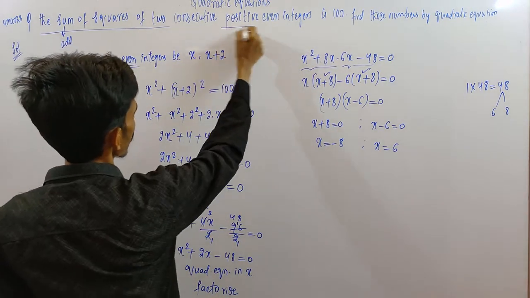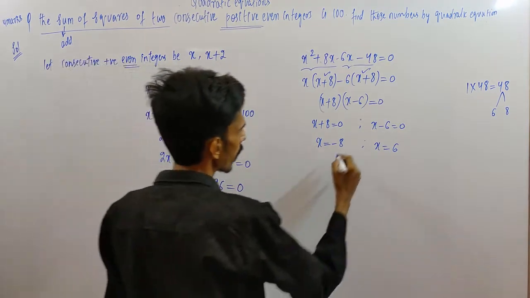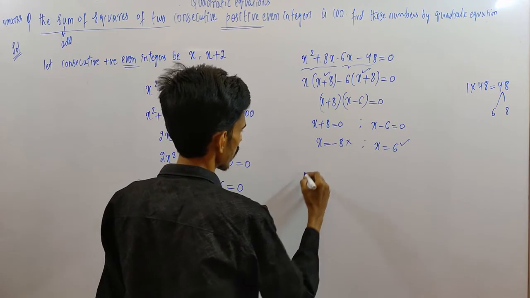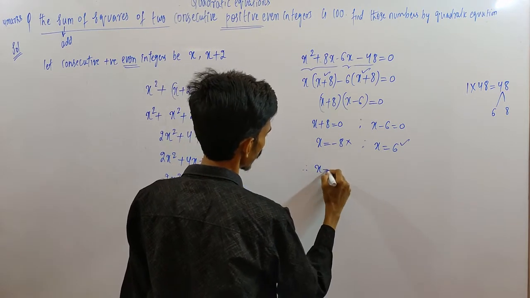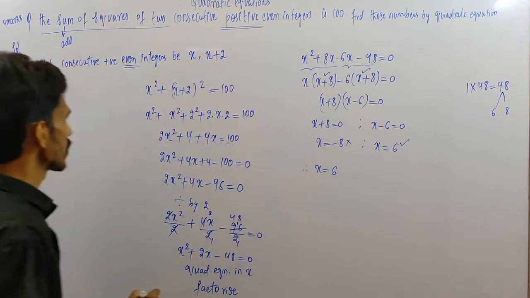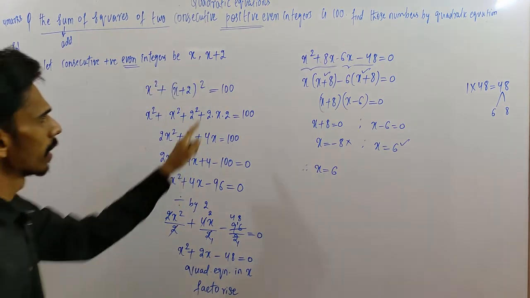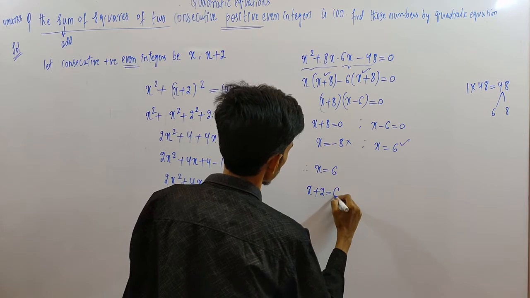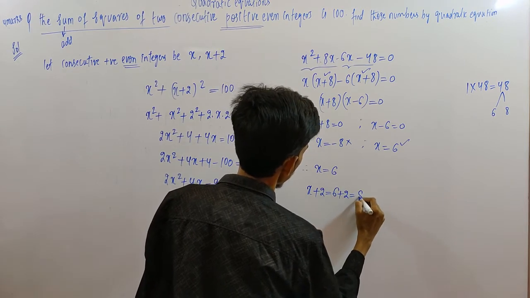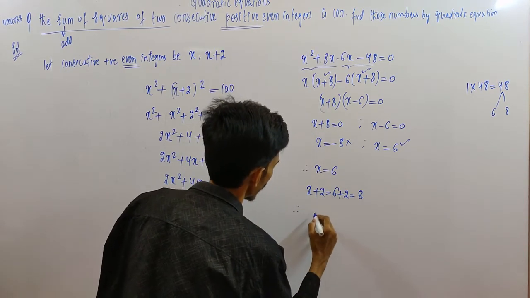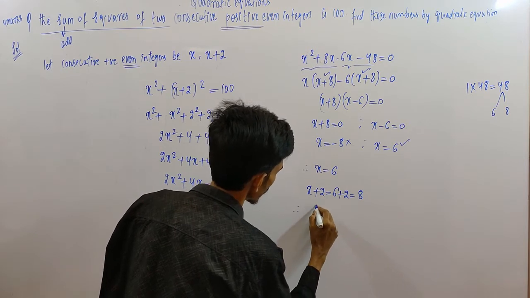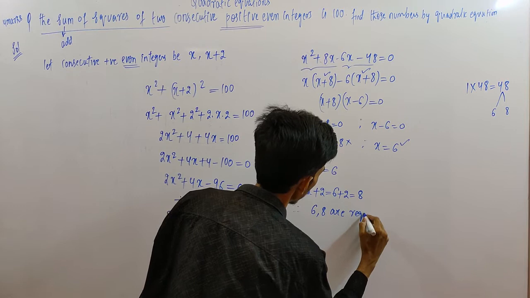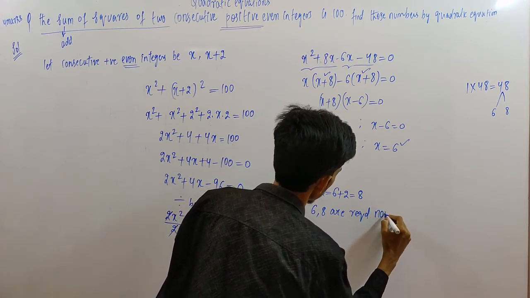Here we want positive. So neglect this value, take this value of x. Therefore, x equals 6 is the first integer and x plus 2 is the next integer. So we have these two integers. Therefore, we can say 6 and 8 are the required numbers.